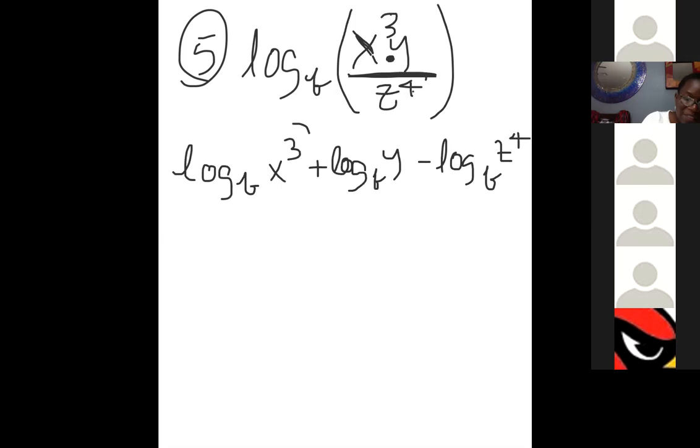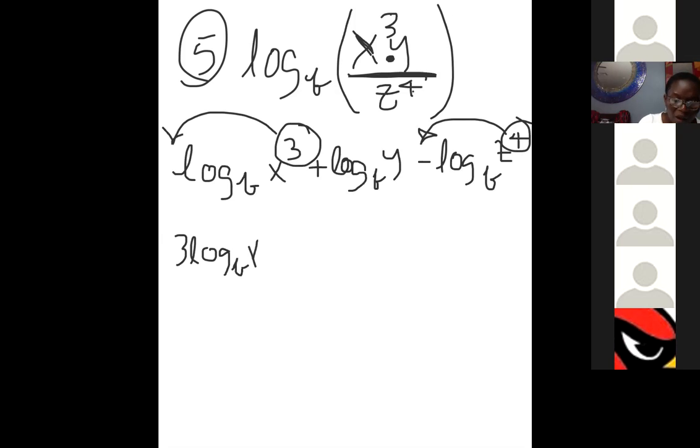Now, this power here is going to become the coefficient. This power will also become a coefficient. So the final answer for this one, guys, will be 3 times log base b of x plus log base b of y minus 4 times log base b of z. That's what you have to type on the computer, guys. Okay? We're good?